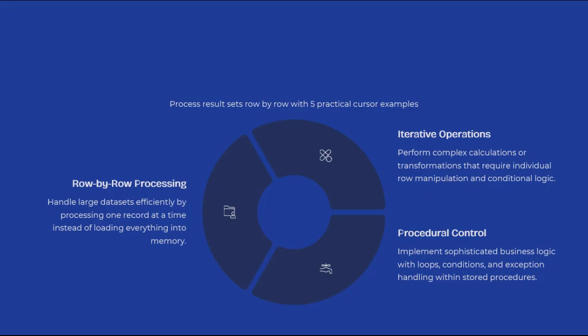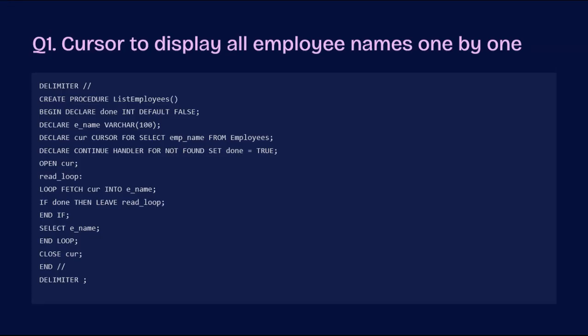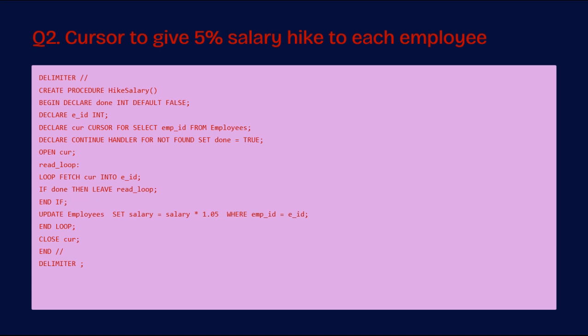Next is now cursor. So 5 cursor examples are here. First is a cursor to display all employee names one by one. This cursor will help you display all the employee names one by one. Please create this cursor and execute this. Next is a cursor to give a 5% salary hike to each employee. Right? All setup is on your screen. You just have to write this whole query and execute it once.